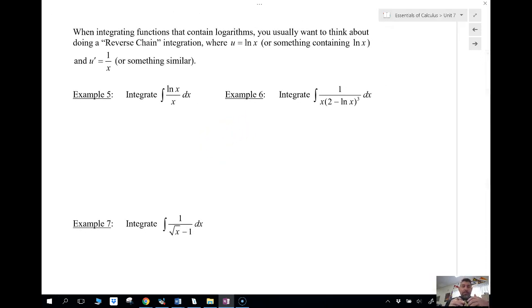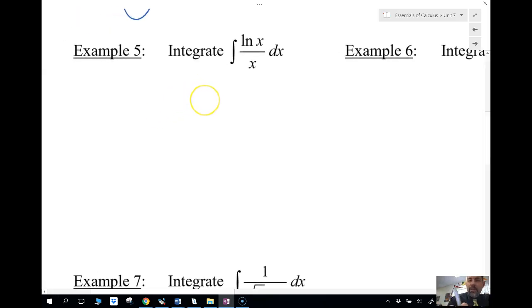So, when we're integrating these things, we're looking at reverse chain rules. Usually you want to think about doing reverse chain rule integration whenever you have an ln x in your integral too. So if you see an ln in your integral, you're going to have to think, this has got to be reverse chain rule. I gotta find a 1 over x somewhere in my integration here, and then I know that it's reverse chain rule. Take a gander at these.